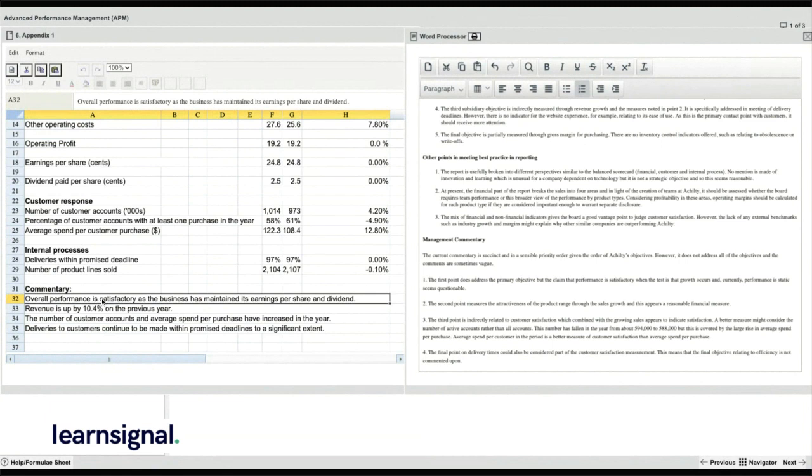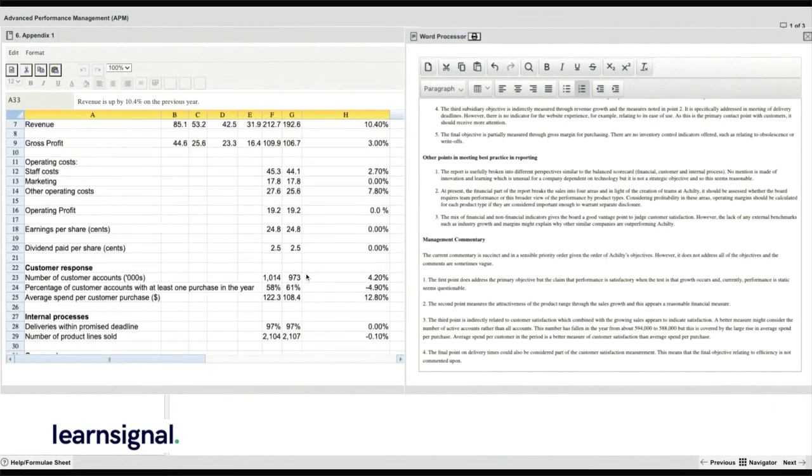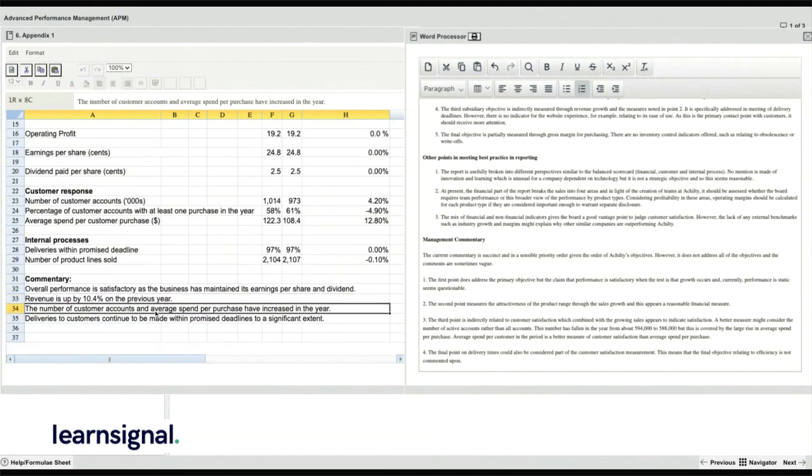The second point measures the attractiveness of the product range through the sales growth, and this appears a reasonable financial measure. The third point is indirectly related to customer satisfaction, which is notoriously difficult to measure. Combined with the growing sales, the comment above on average spend and growing number of customers appears to indicate satisfaction. However, a better measure might consider the number of active accounts rather than all accounts. Average spend per customer in the period is a better measure of customer satisfaction than average spend per purchase. The final point on delivery time could also be considered part of the customer satisfaction measurement, and this means that the objective relating to efficiency is not commented upon.